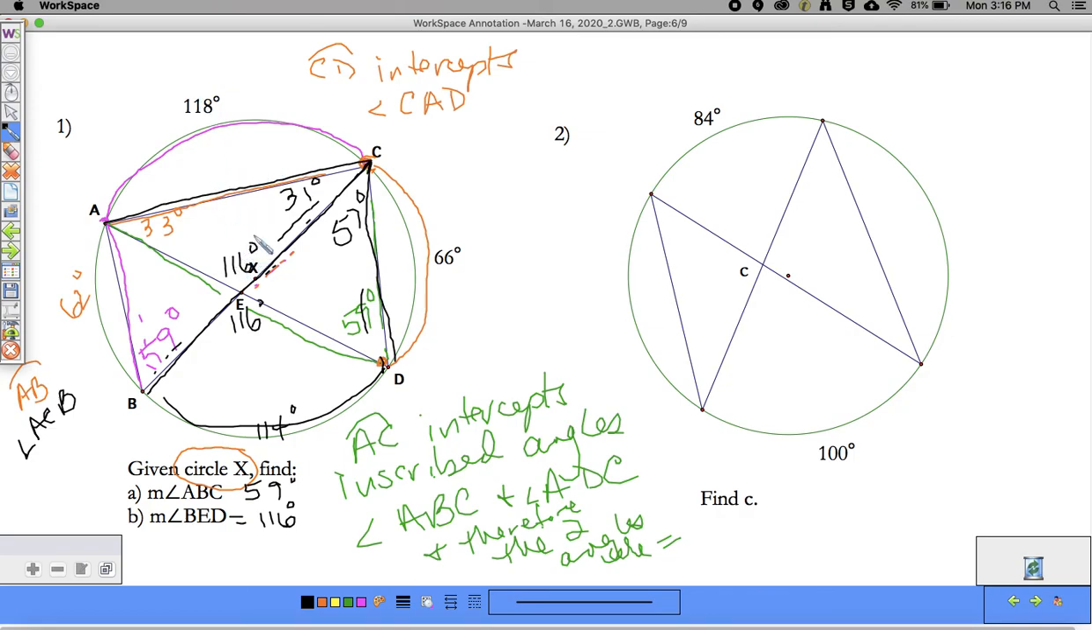What I want you to notice is, see the measure of this angle is 116. So it's showing you that it's not a central angle, because if it was, then this would have to be 118, but it's not, it's 116. So this is where we're using inscribed angles and diameters to help us do what we need to do.